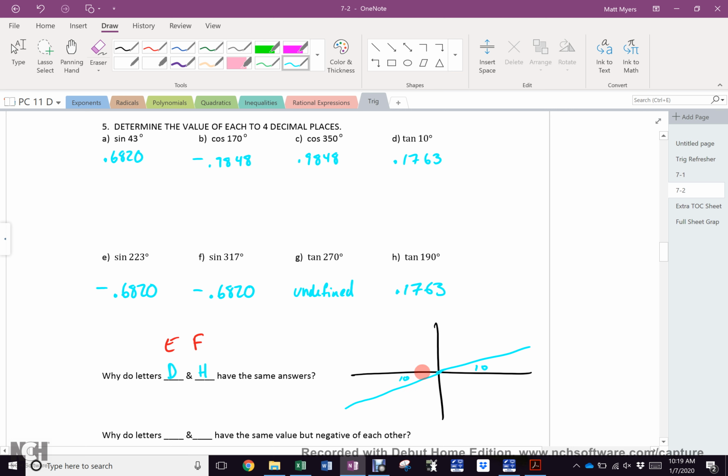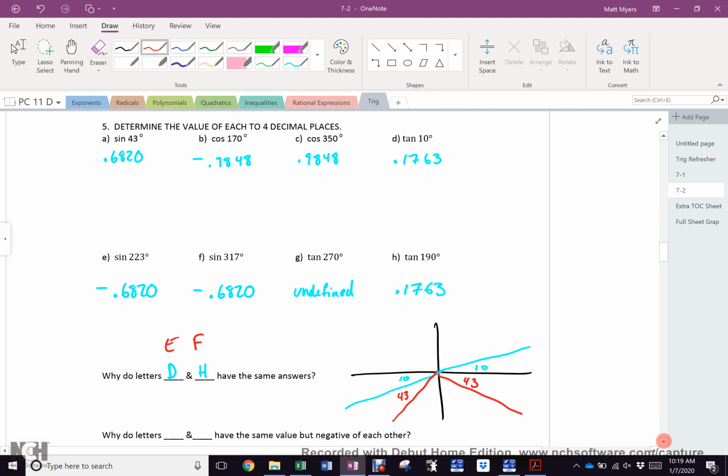For the red one, where would 223 be? In the third quadrant, yeah? And the reference would be 43 degrees, right? Where would F be? Fourth quadrant, 317. And the reference would be 43. What's negative here? Everything except cos. What's negative here? Everything except tan. So, they're the same. Everybody cool?